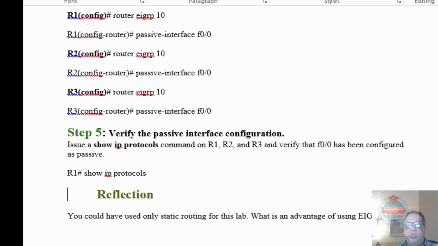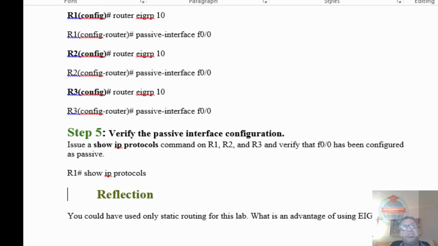So guys, the last part over here is gonna be reflection. It says you could have used only static routing for this lab. What is the advantage of using EIGRP, guys? Well, we saw over here a couple of things about EIGRP that were very useful, and the advantage over other kinds of protocols. I think that one of them is, first, it's very fast, as you could see over here. Second, the convergence is something that weighs a lot.